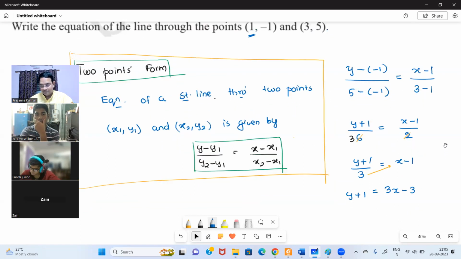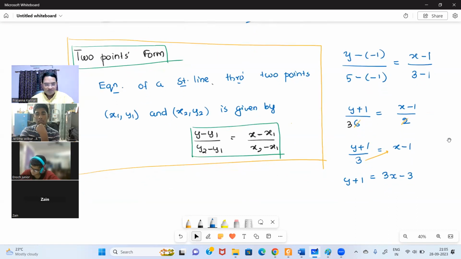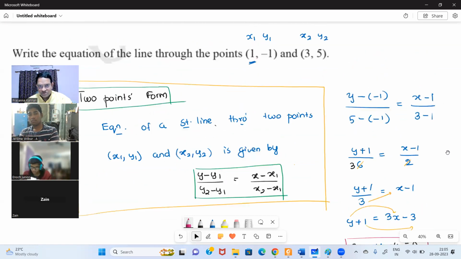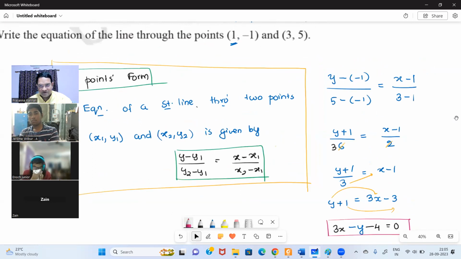Correct? We're almost there. Now bring everything on one side. 3x minus y minus 1 minus 3, that will be minus 4. Always after every answer, just verify your answer, okay? How do you verify your answer? Which are the points we are talking about? 1, minus 1 and 3, 5.